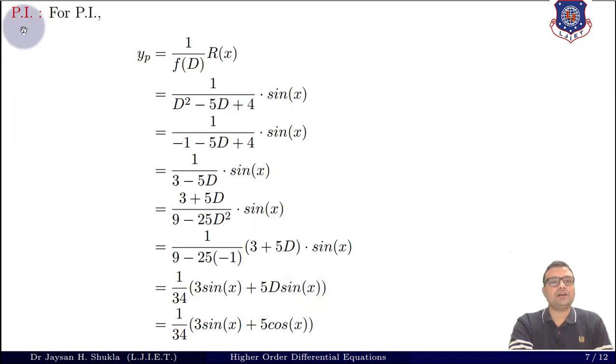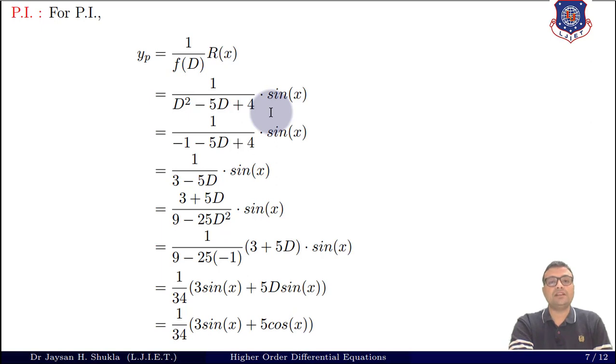Now, coming to the second part, which is the particular integral, I am taking yp as 1 upon f of D of r of x, meaning 1 upon D square minus 5D plus 4 of sin x. You can see over here the value of a, which is the coefficient of x in sin x, is 1.